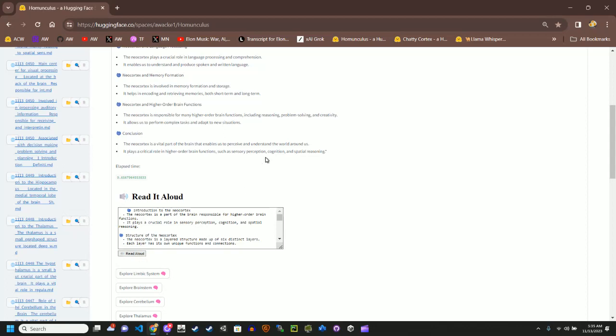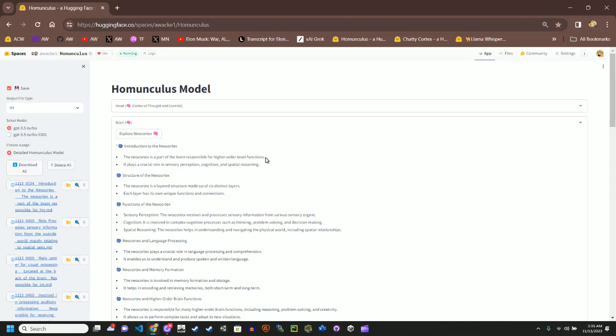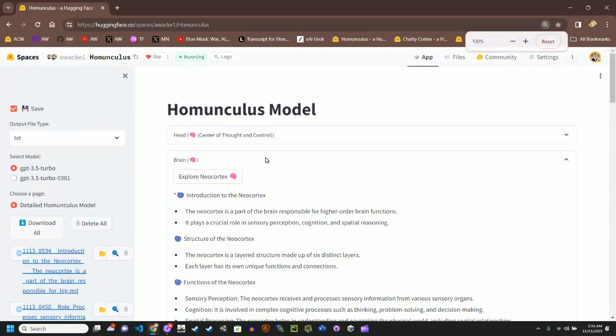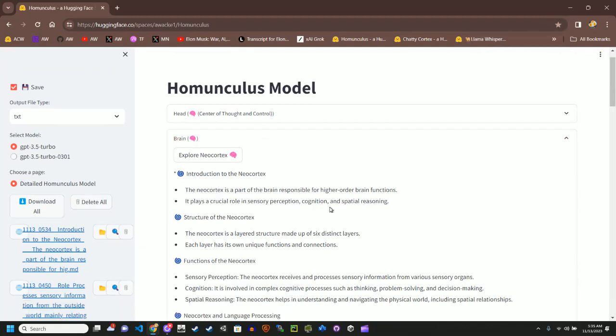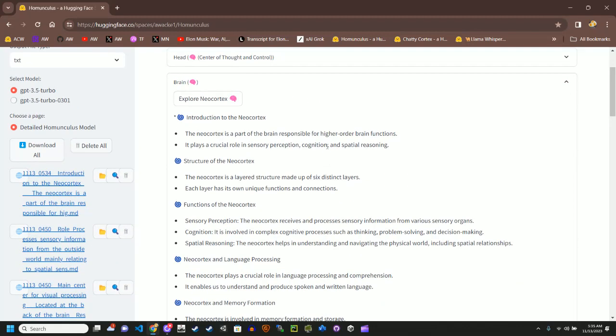Introduction to the Neocortex. The neocortex is a part of the brain responsible for higher-order brain functions. It plays a crucial role in sensory perception, cognition, and spatial reasoning.